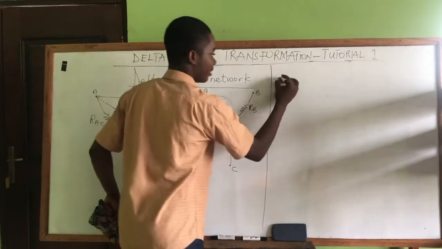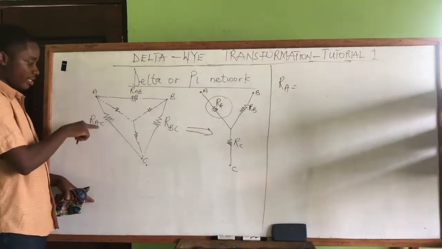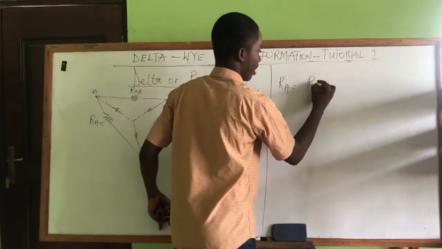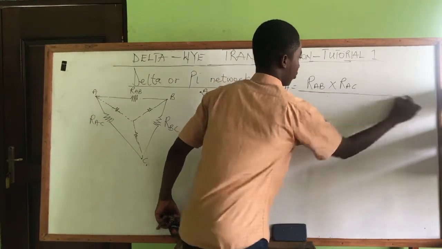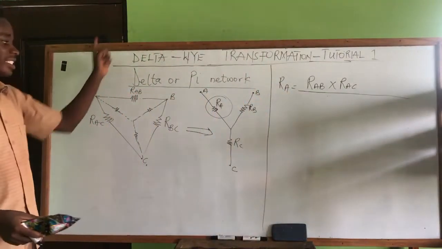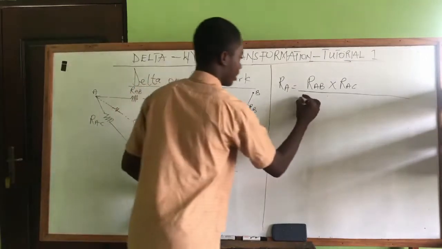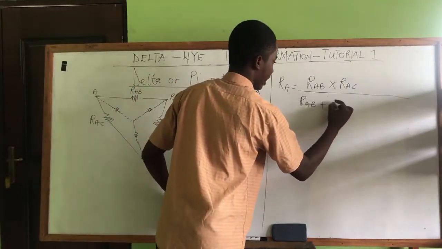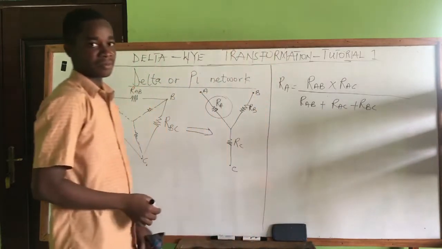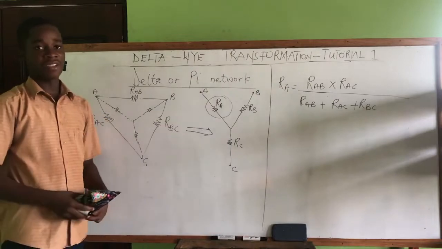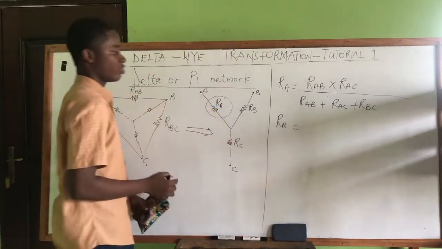So what we are going to do is multiply those two delta values. RA is the multiplication of RAB and RAC, so I have RAB multiplied by RAC, and I'm going to divide it by the summation of the delta values, and the values are RAB plus RAC plus RBC. That's how you can calculate RA.